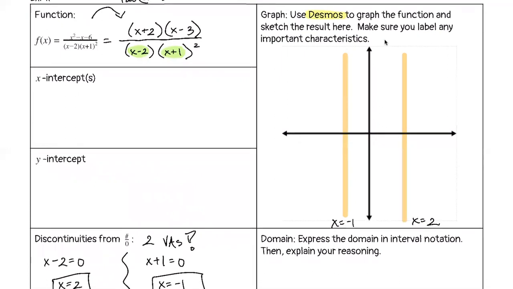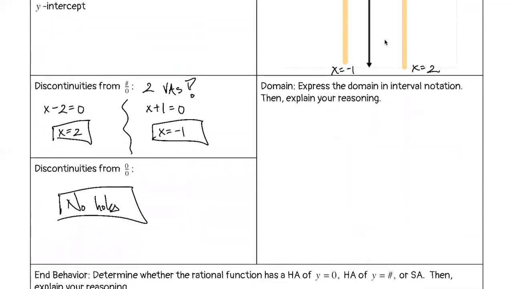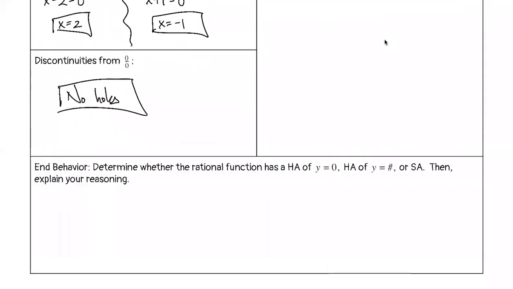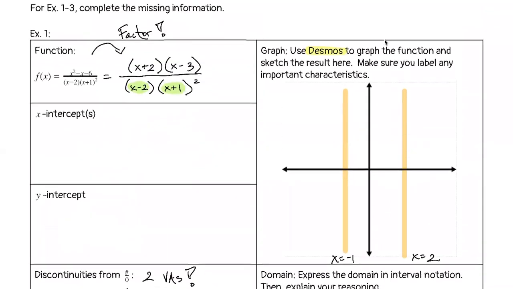All right, let's do one more thing here. Tell me about the end behavior. What is the end behavior of this particular function? When I say end behavior, that's another way of saying, does it have a horizontal asymptote at y equals 0? Does it have a horizontal asymptote at y equals a number? Or does it have that slant or oblique asymptote? Okay. So let's go back to the equation so you can see it. What are we thinking about end behavior?